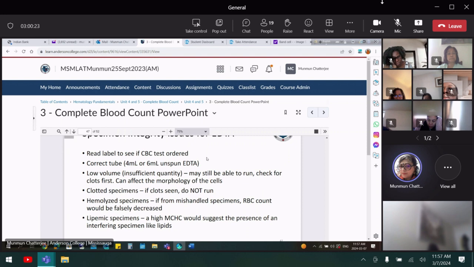Lipemic specimens. A high MCHC would suggest the presence of an interfering substance like lipid. So even from here you can understand. That's why you need to do the MCHC. How do you do that? That is the ratio MCH by MCV.